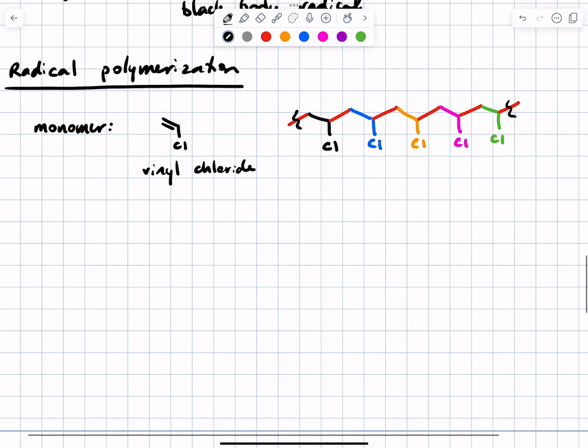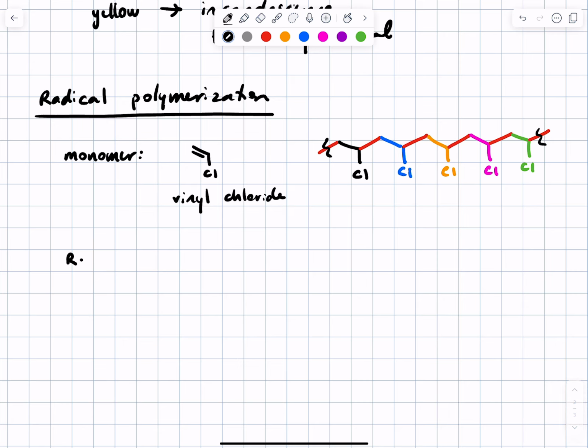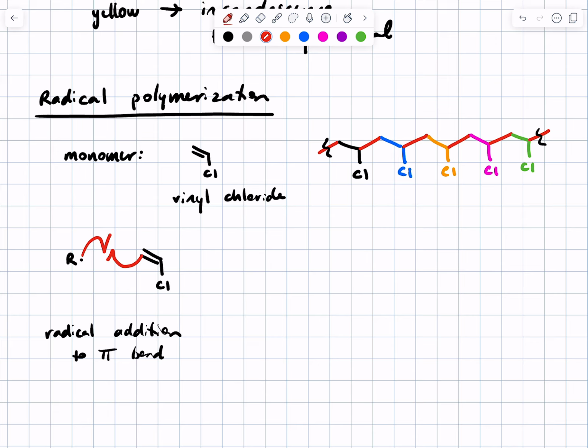How does this happen? Well, you need a radical initiator, and then that radical can attack a pi bond. So this is radical addition to a pi bond. You can think of this as the radical attacking the pi star, or you can think of this as the pi bond attacking the radical. But basically, you're going to form a new sigma bond between the radical and one of the electrons in the alkene, and then the other one is going to end up on the other carbon.